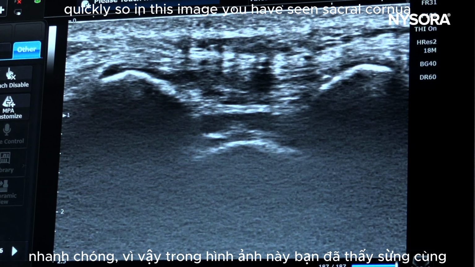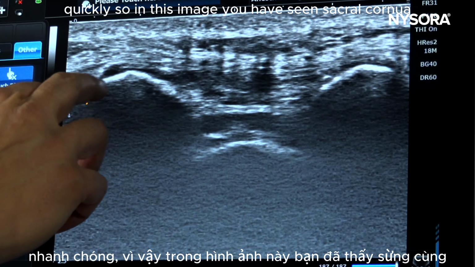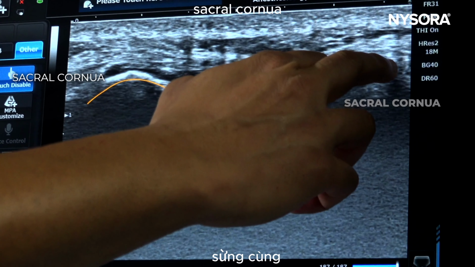So in this image you have the sacral cornua, and the membrane between the two sacral cornua. The whole thick structure is the sacrococcygeal membrane, and this is the anterior part of the sacrum. You can bring the needle out of plane and go through the sacrococcygeal membrane. Nine out of 10 times you will get a loss of resistance or a giveaway, and you can inject the local anesthetic and steroid.